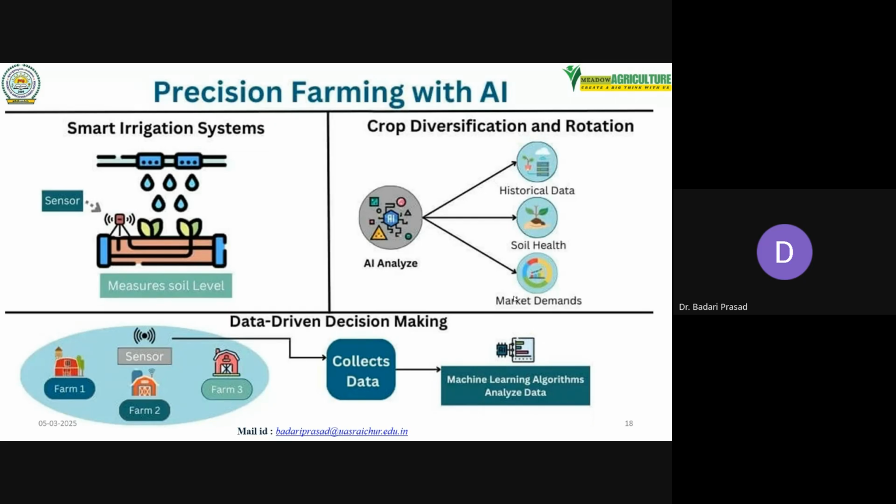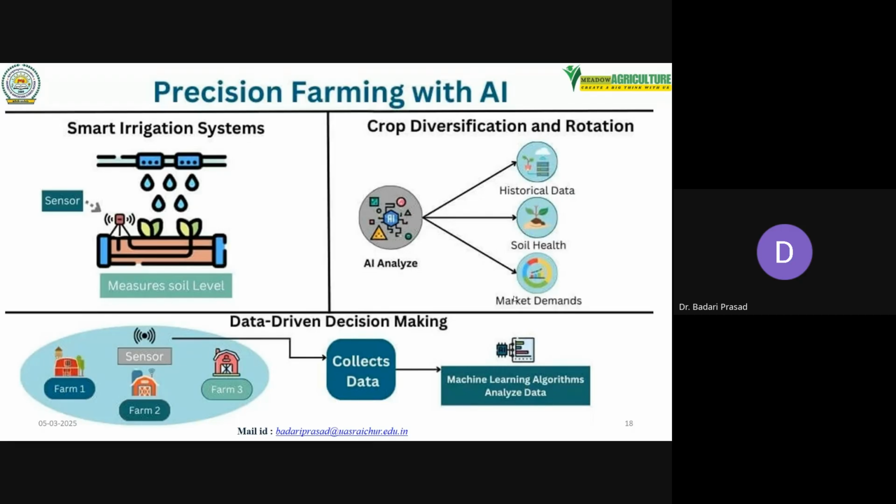Suppose a cereal was grown this year, should we go for an oilseed or a pulse crop? If we go for a pulse crop, what will be the future market demand? Is there a local demand existing or not? Which is the best option, the pulse crop or the oilseed crop? These decisions will be given based on the artificial intelligence analysis.